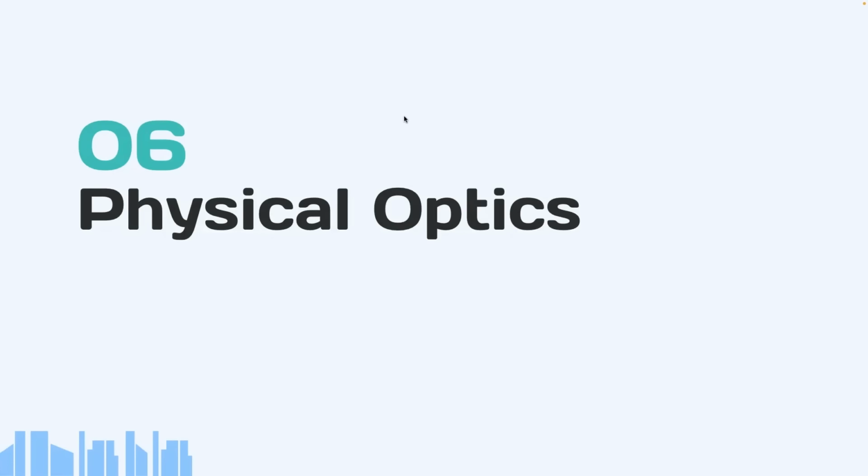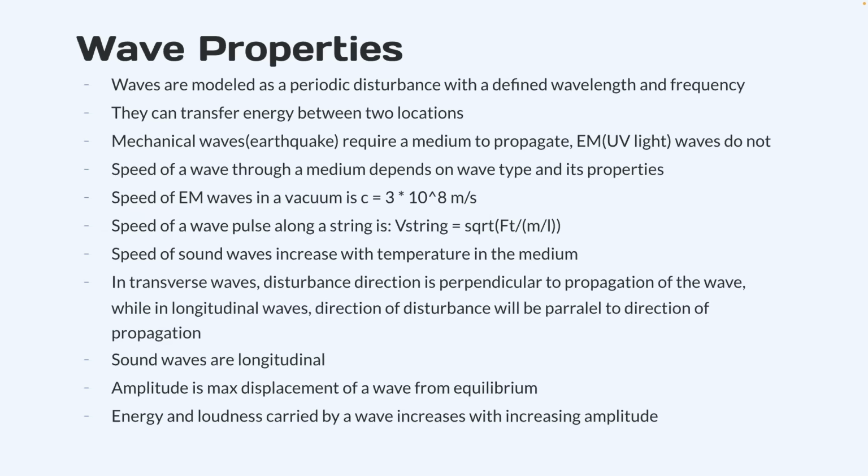Unit 6, physical optics. The properties of waves. Waves are modeled as a periodic disturbance with a defined wavelength and frequency. They can transfer energy between two locations. Mechanical waves, like earthquakes, require a medium to propagate, like earthquakes use the land. While EM waves, electromagnetic waves, like UV light, do not require a medium to propagate.